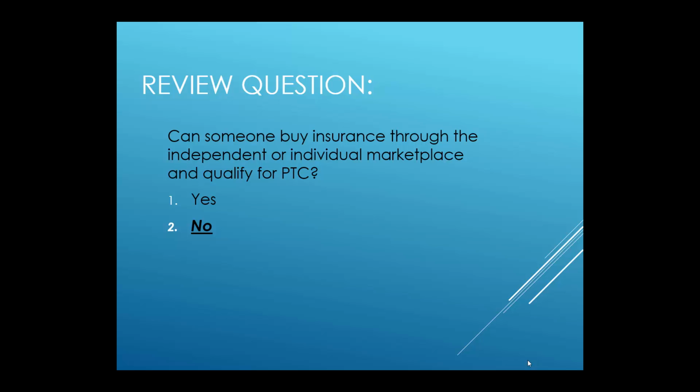What the client's talking about when he or she says the individual or independent marketplace is going directly to the insurer and buying the insurance. If they do that, they do not qualify for the premium tax credit. They must go to the federal or state-operated marketplace, buy the insurance through them, and then be approved for the advanced premium tax credit or for the premium tax credit period. You just need to be aware of some of the terms that your clients might use when they talk about buying health insurance.